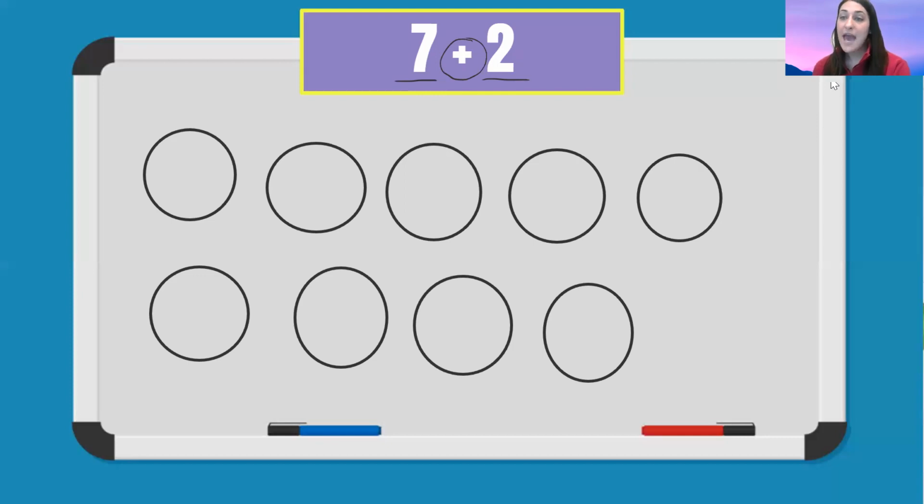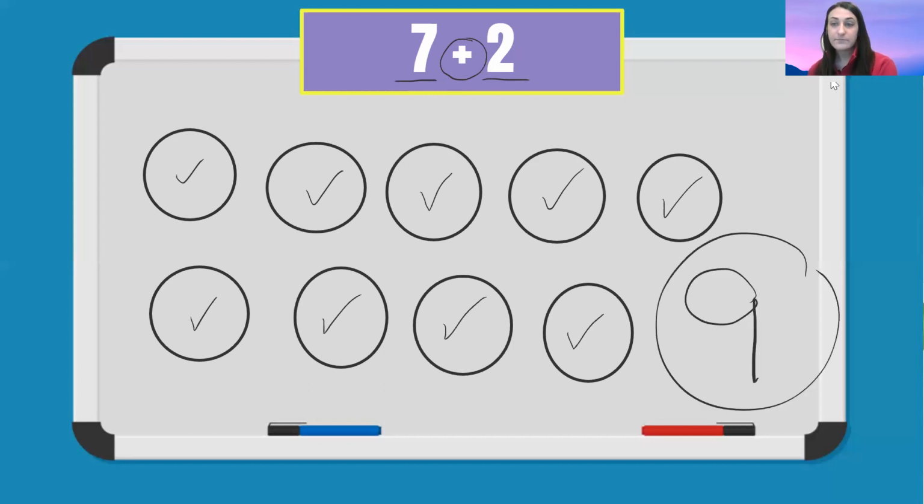Let's count how many we have in all. 1, 2, 3, 4, 5, 6, 7, 8, 9. 7 plus 2 equals 9.